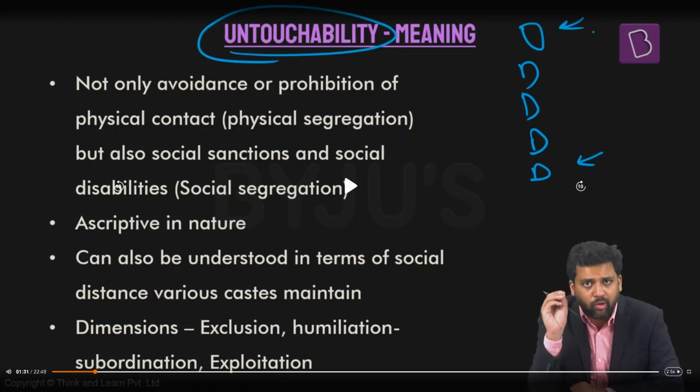avoidance of physical contact. It also includes different kinds of social sanctions and social disabilities, such as not allowing people to enter a temple, or not allowing people to carry out different kinds of religious rites. That is also the practice of untouchability. So direct avoidance of contact, or different kinds of social sanctions and social disabilities, are all referred to as untouchability. And this is something which is descriptive.